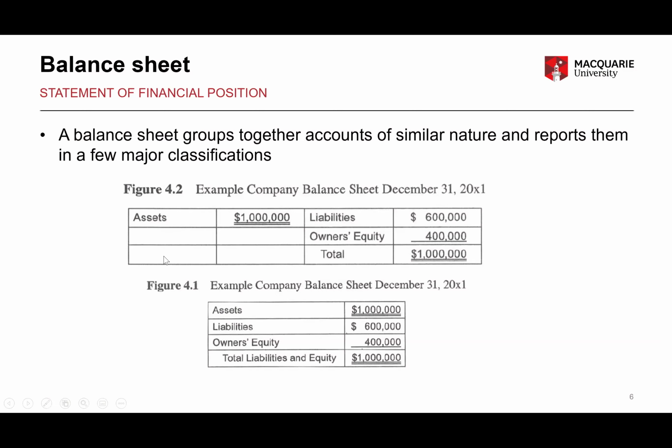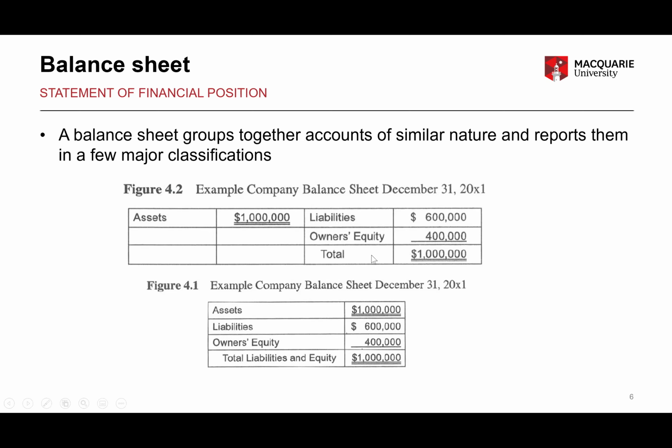Now, in the balance sheet, we have three main sections, right? We have assets, liabilities, and owner's equity. So assets are those resources that the business has that have some future value. So we're thinking about things here like cash, inventory, property, plant and equipment, right? So these are items that the business controls and have a future value.